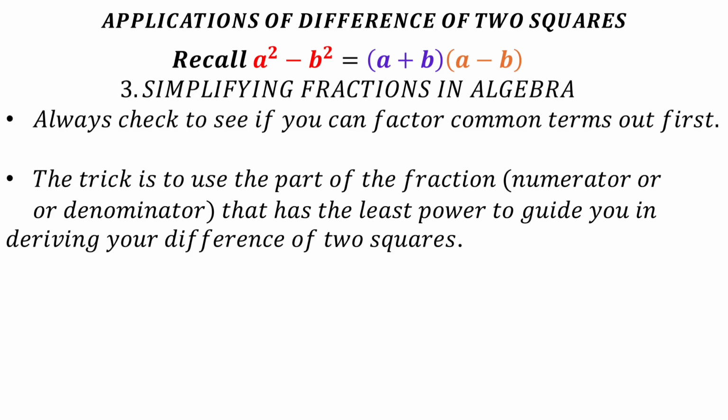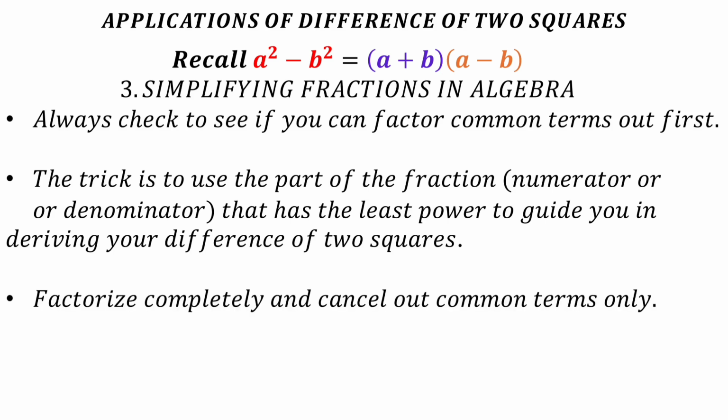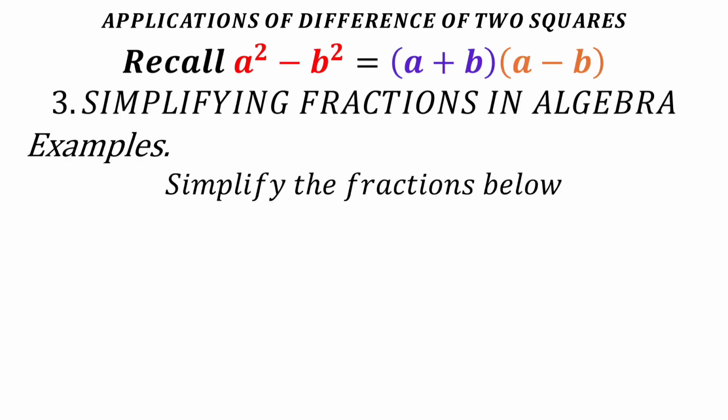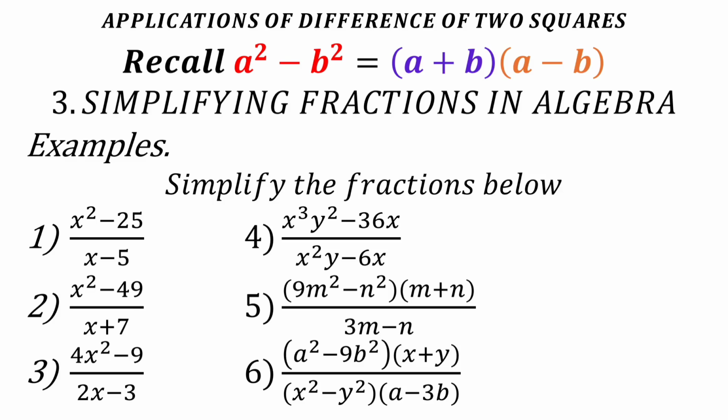I'll use the first example to explain the second point in a better way. Then you make sure to factorize completely, and then you cancel out common terms only. So let's work on some examples. We'll be using these examples to go through how we can simplify fractions by applying difference of two squares.